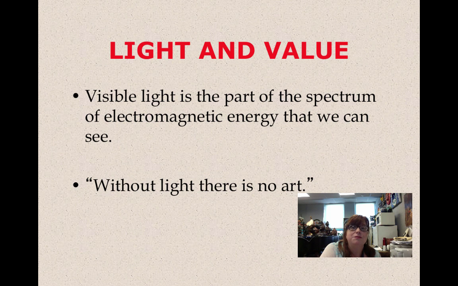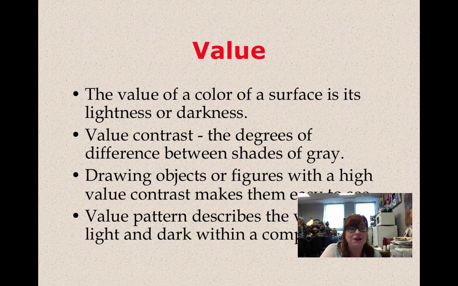So visible light is the part of the spectrum of electromagnetic energy that we can see. And without light, there is no art. We can't make art without light. And then value, when we talk about value in art, we're talking about the value of a color of a surface as its lightness or darkness. You've heard me say it already a couple of times in this slideshow. And then value contrast, the degrees of difference between shades of gray. And when we draw objects or figures with a high value contrast, it makes them easy to see. And value pattern describes the variation in light and dark within a composition.